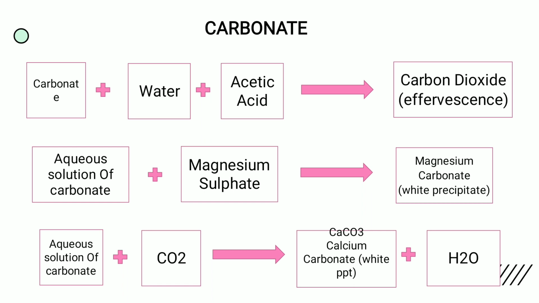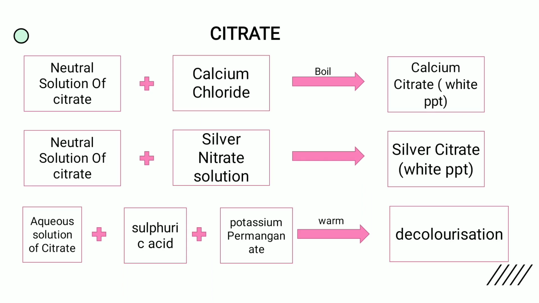Second test: an aqueous solution of carbonate reacts with magnesium sulfate. There is a formation of magnesium carbonate, observed as a white precipitate. Then the third test: an aqueous solution of carbonate evolves carbon dioxide gas. This gas reacts with calcium hydroxide solution and forms a white precipitate of calcium carbonate. These three tests are the same as for bicarbonate.